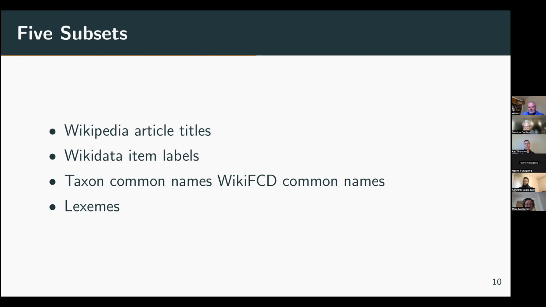The common names that we store in WikiFCD itself, and so these are coming from the food composition tables that we consult to get the food composition values for WikiFCD. And then the last subset we looked at is called the Wikidata lexemes. And so the Wikidata lexemes are their own namespace in Wikidata, and this is an entire namespace devoted to lexicographic data. And so lexemes in Wikidata essentially represent words or parts of words. And there are some lexemes for food items in the lexeme namespace. So we also consulted that to see if we could find additional or different labels from that subset.